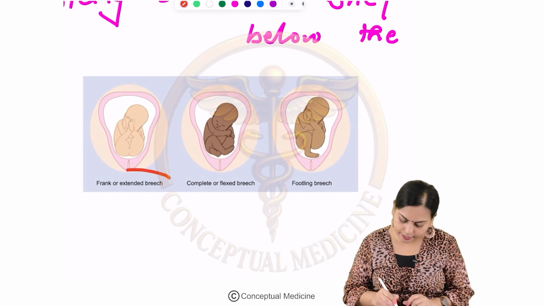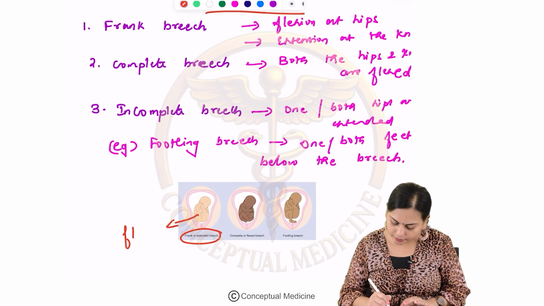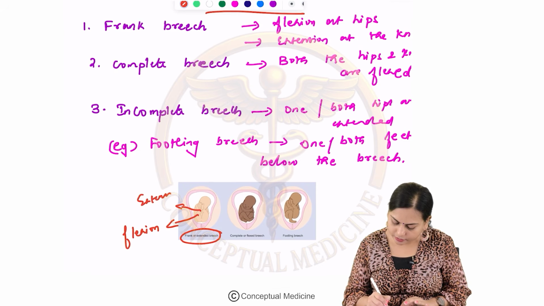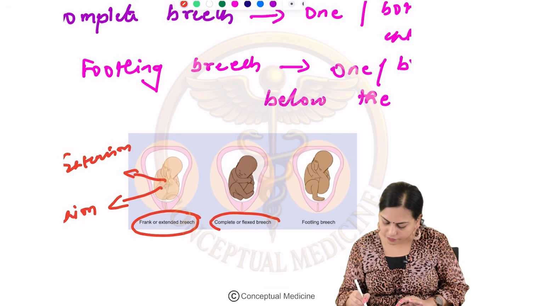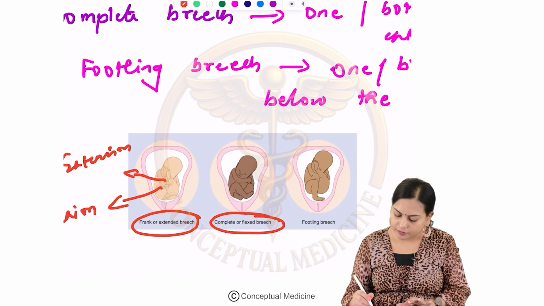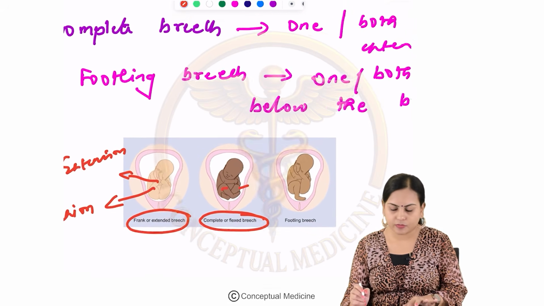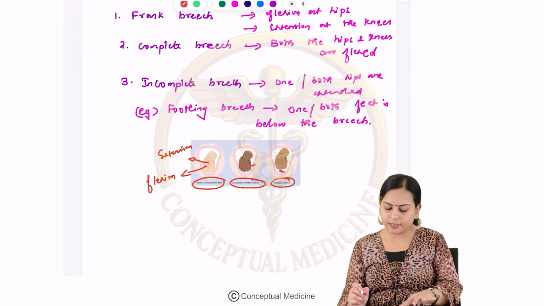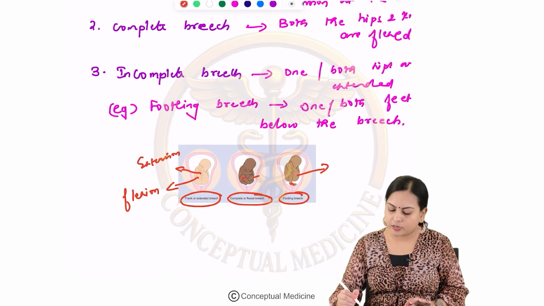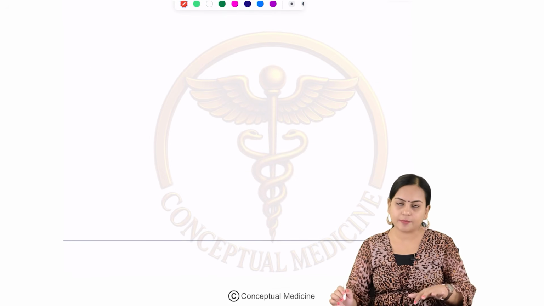So, you have a frank or extended breech. I already told you, frank or extended breech is one where there is flexion at the hips and extension at the knees. Clear? The position will be just like this. In the complete or flexed breech, the flexion is seen both at the level of hips as well as at the level of knees. Clear? And footling breech is one where there is foot presentation, and there is also extension of the hips. One hip is extended here. Understood? So, these are the types of breech.